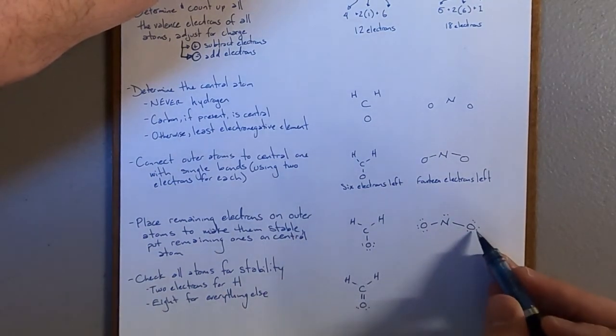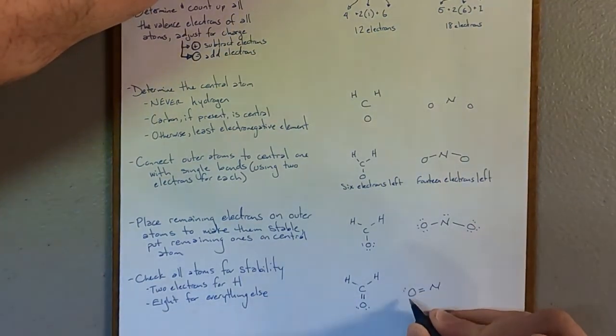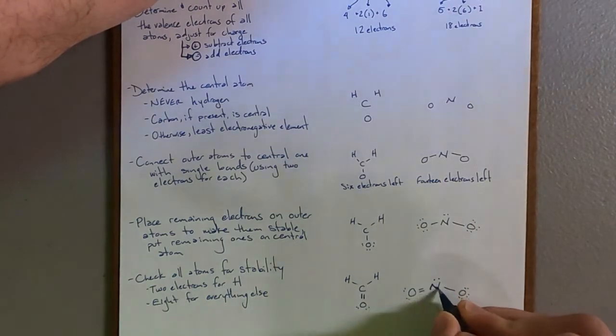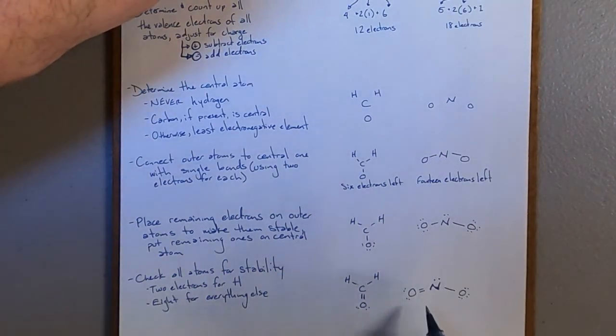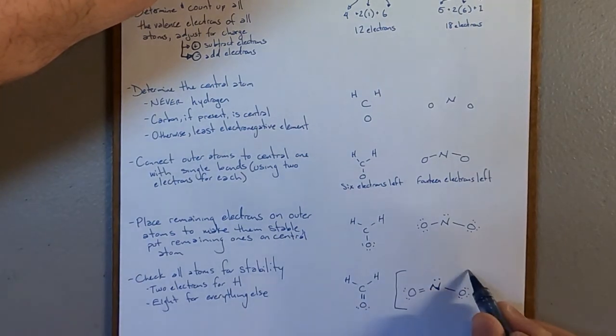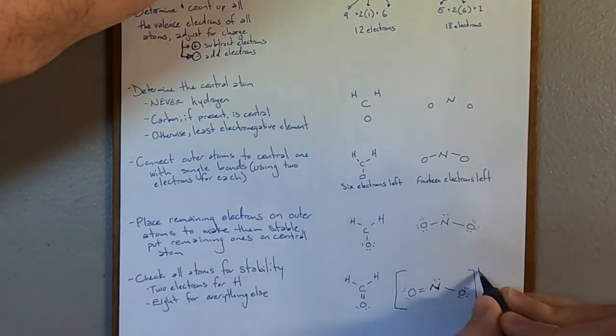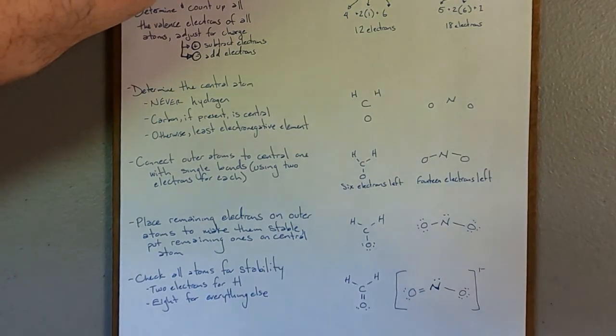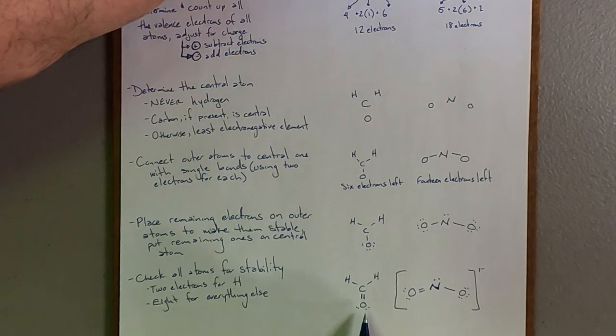Because these are both oxygens, it's arbitrary which one you choose at this point to make the double bond. And now when something is a polyatomic ion, you put brackets around the entire thing, and you put the charge on the outside. This does not have a charge and does not need brackets around it to indicate that.